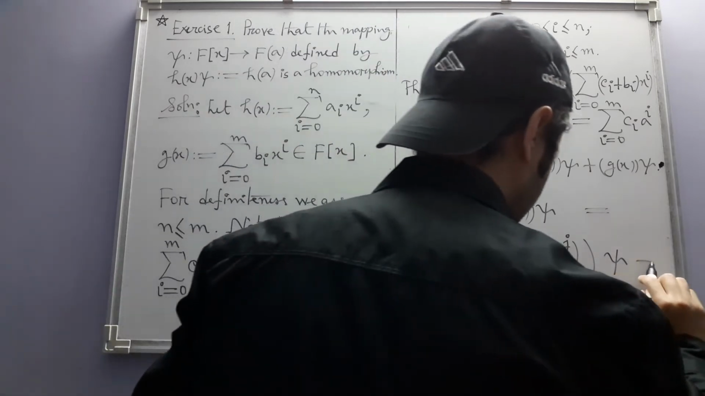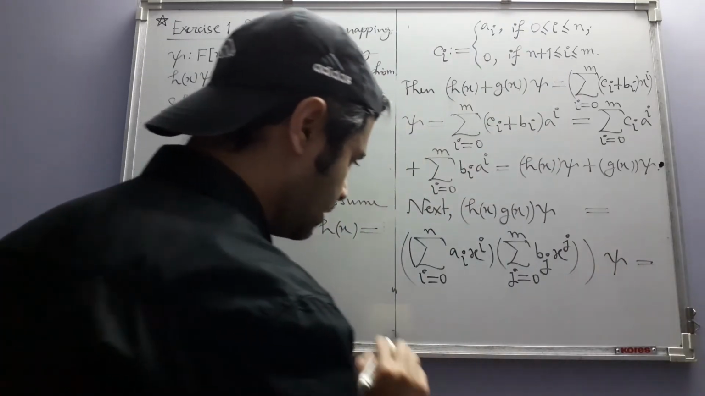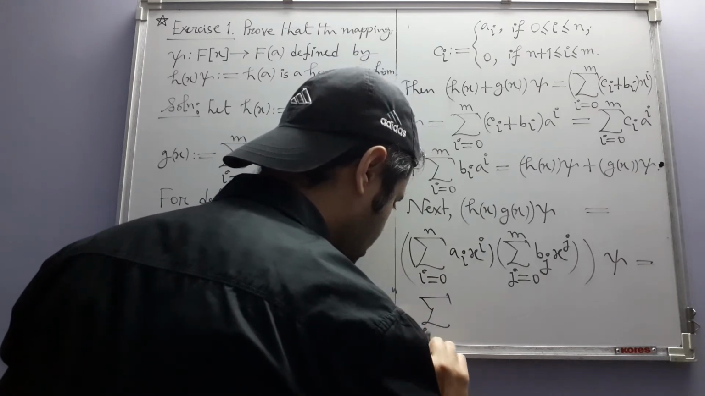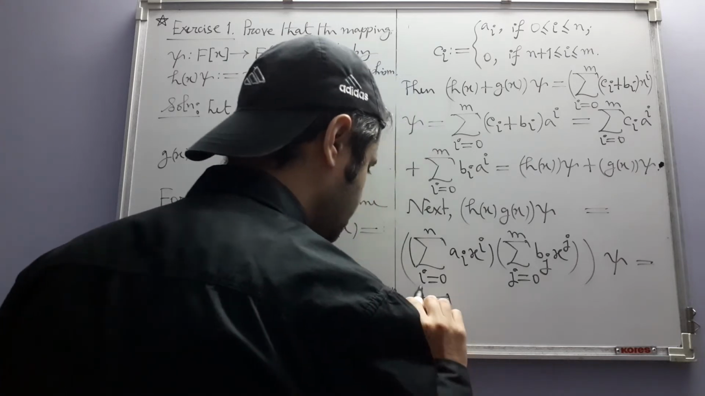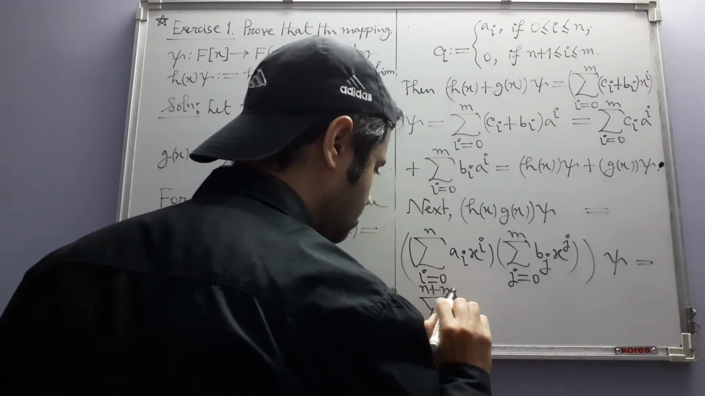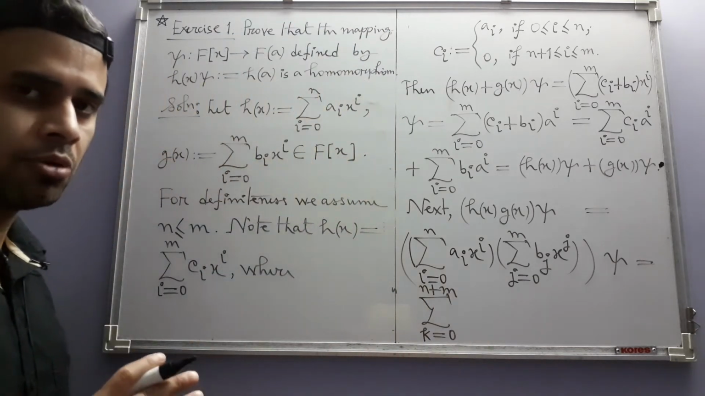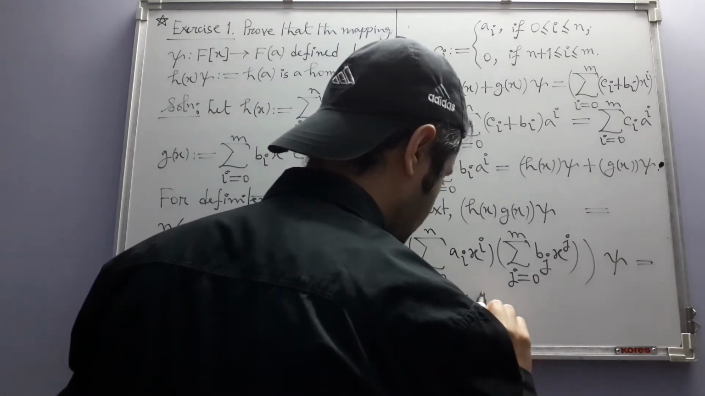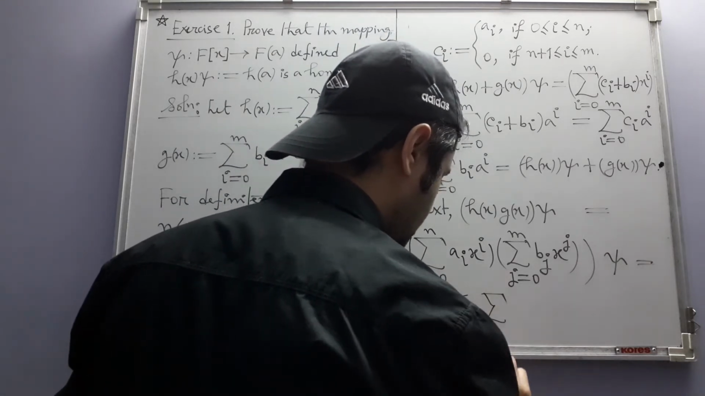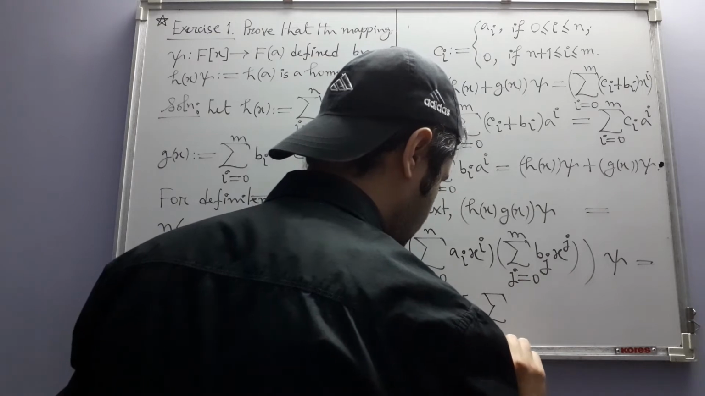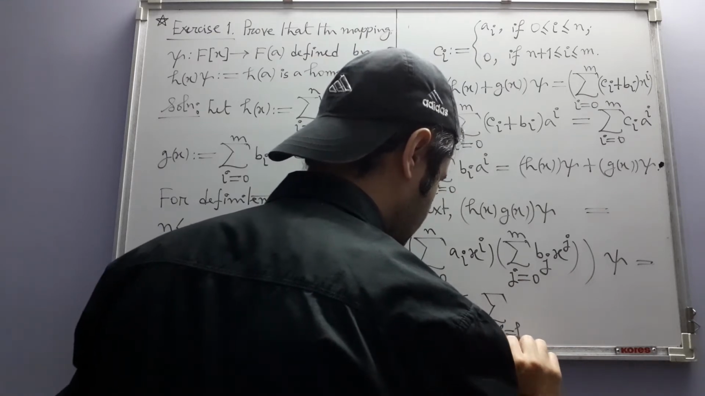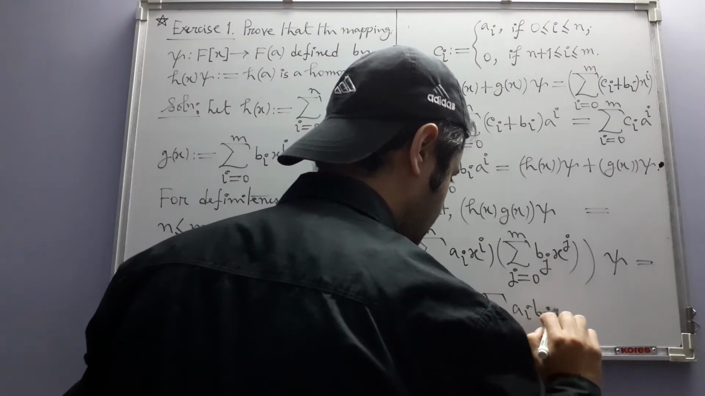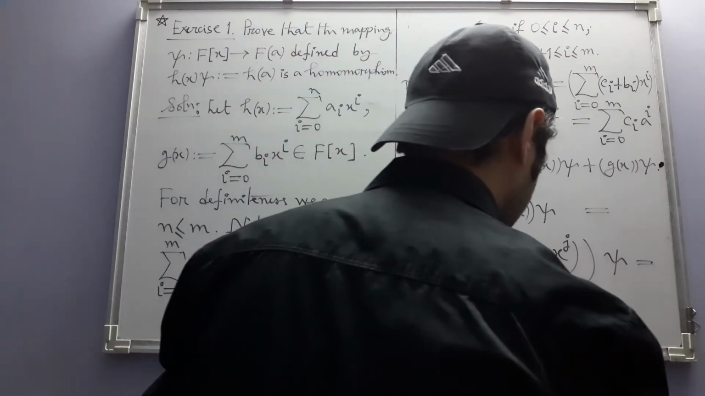Writing a new name for the index. This is equal to, I have space here so I can write, the sum with k varying from 0 to n plus m. Recall the product of two polynomials in a polynomial ring. The sum over i plus j equal to k of ai bj, x to the power k.